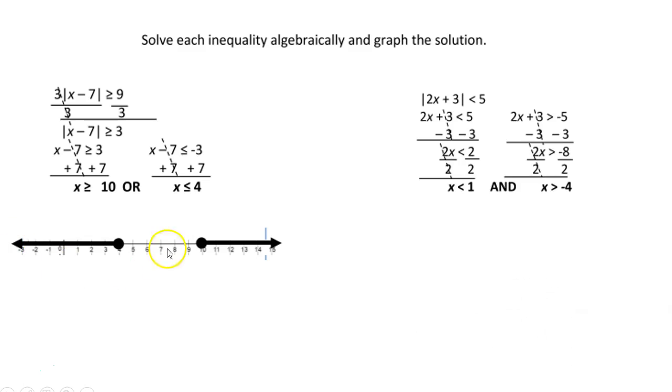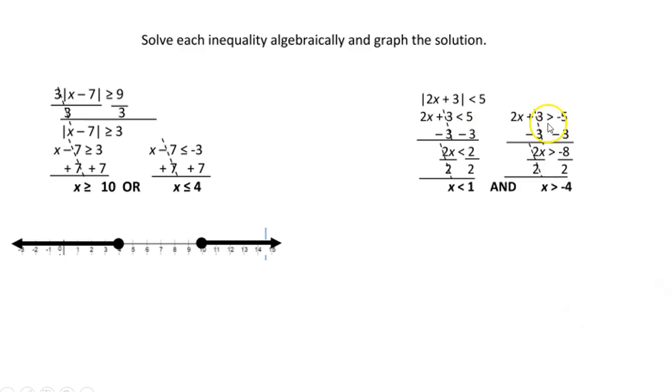Another one. Absolute value of 2x plus 3 is less than 5. So we already have that absolute value expression by itself here. So we have to say, well, what numbers can go in the absolute value? What numbers have an absolute value that is less than 5? Well, those are numbers that are less than 5, like 4, 3, 2, 1. But they're also numbers that are bigger than negative 5, which means negative 4, negative 3, negative 2. Because those values also have an absolute value that's less than 5 as well.